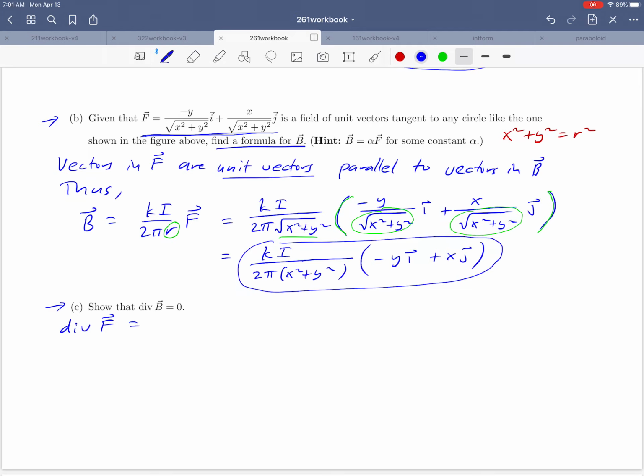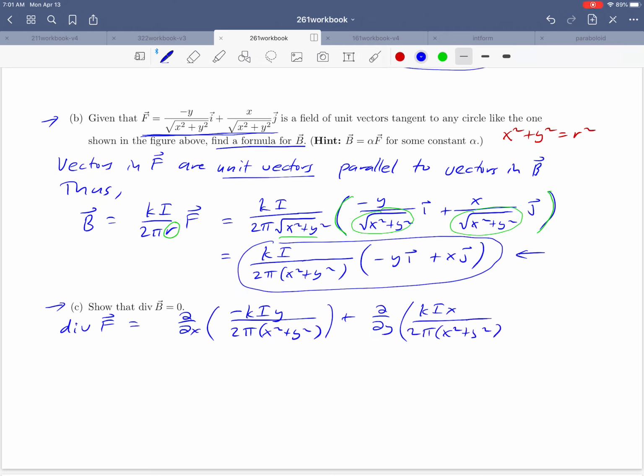Okay, so if we write that all out, we're going to get partial x of, let's see, the i component of our vector field looks like negative kiy over 2 pi x squared plus y squared. Okay, plus the derivative with respect to y of our j component. And again, I'm just looking at the formula up here. kix over 2 pi times x squared plus y squared.